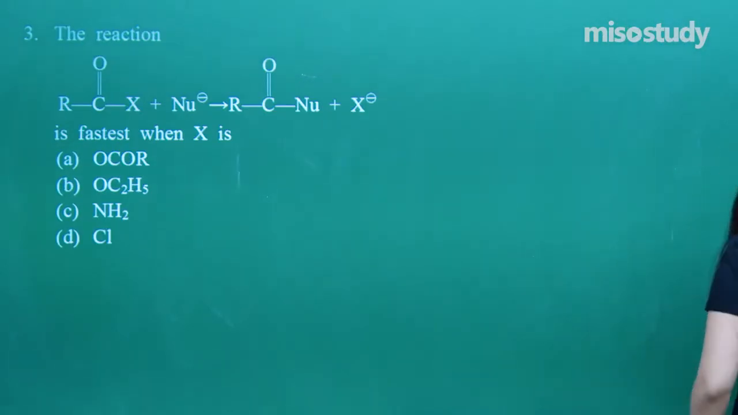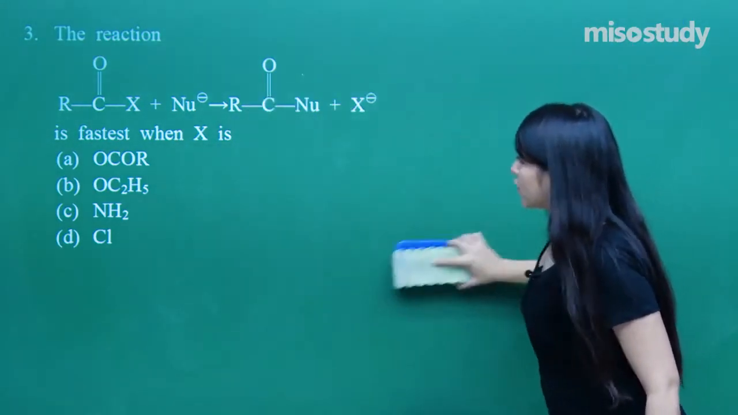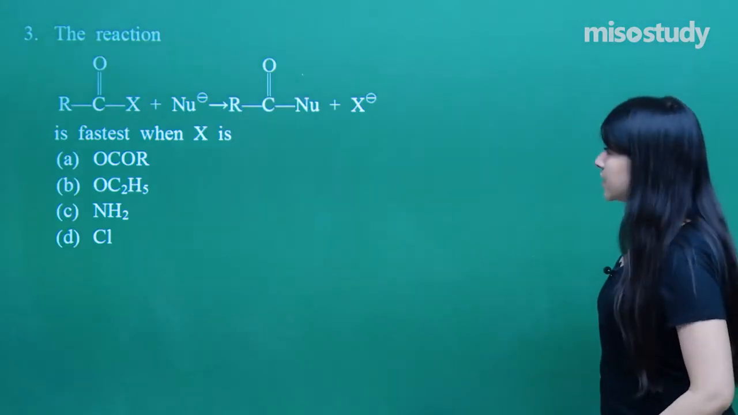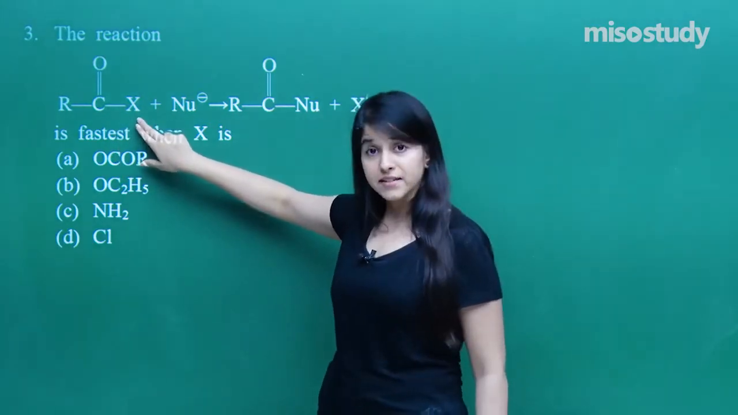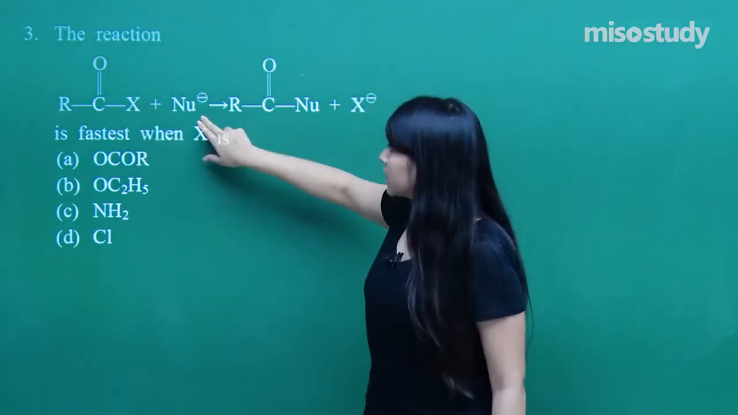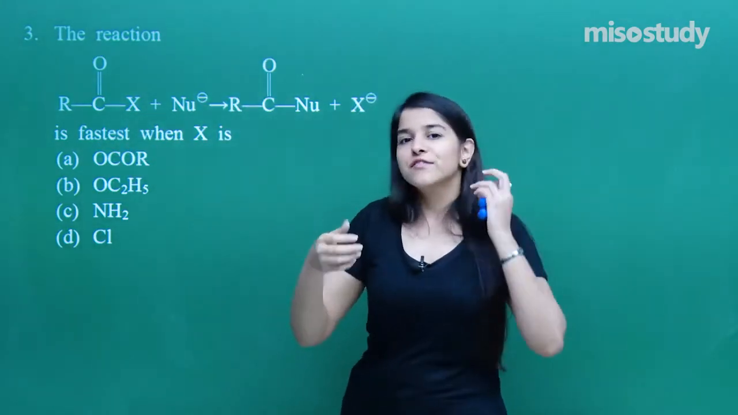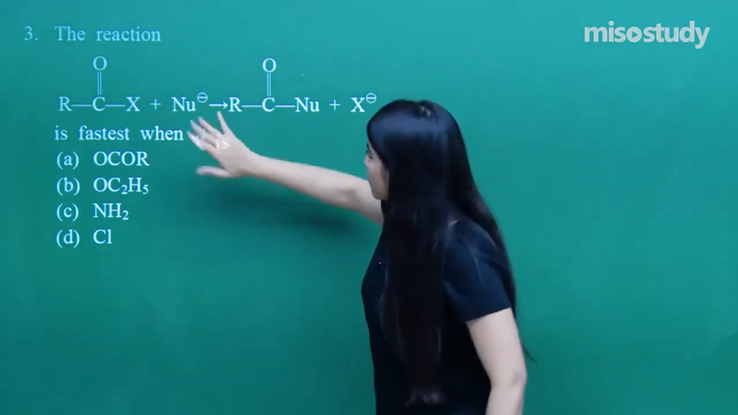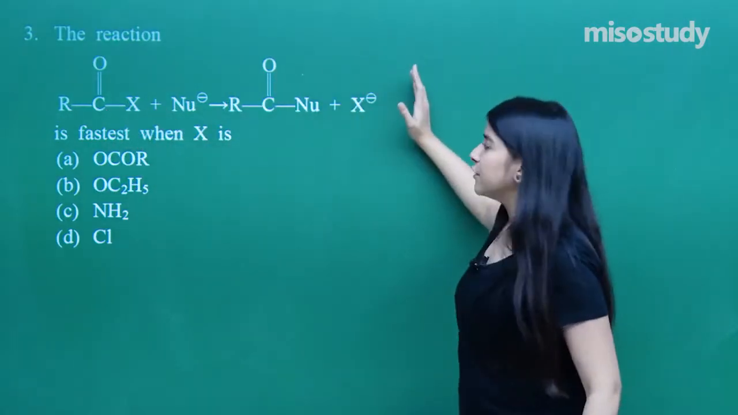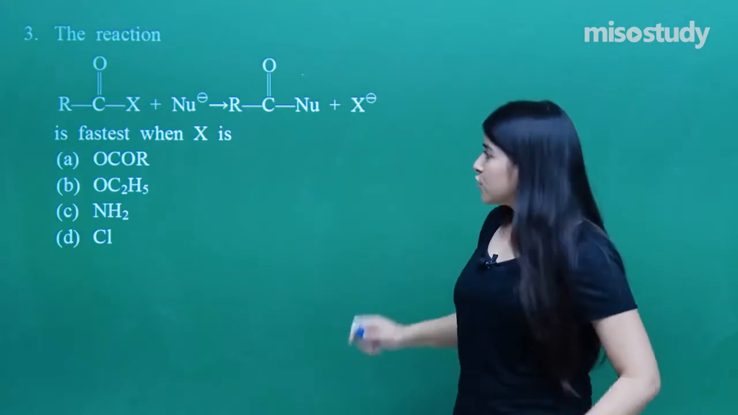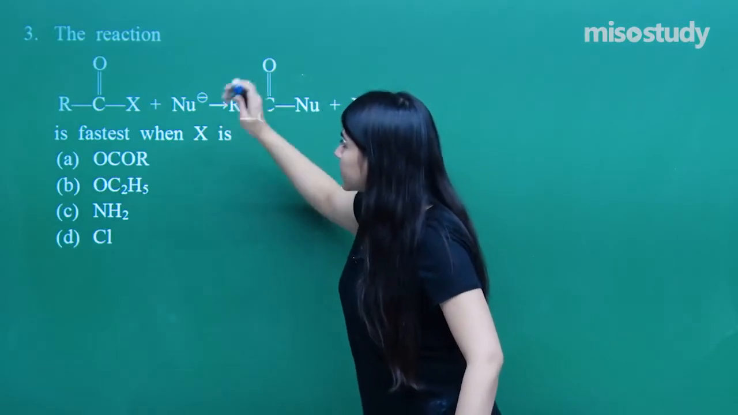So let us start with the next question, a very simple question comparatively. What do we have here? We have a reaction, with a carbonyl group and X given. X could be anything. Now a nucleophile comes and attacks the carbonyl. There would be some kind of electromeric effect that we have studied. Whenever the nucleophile tries to get attached over here, the X will leave, finally giving the product. So I need to answer in which case the reaction will be the fastest.